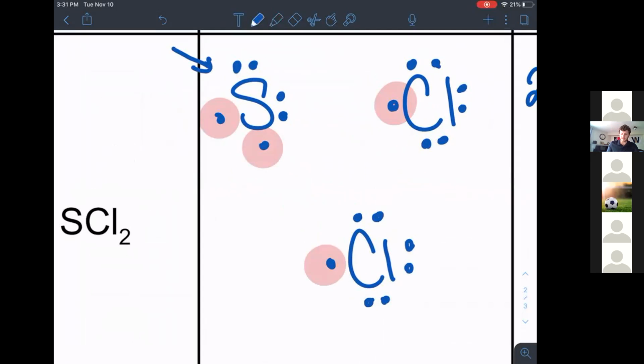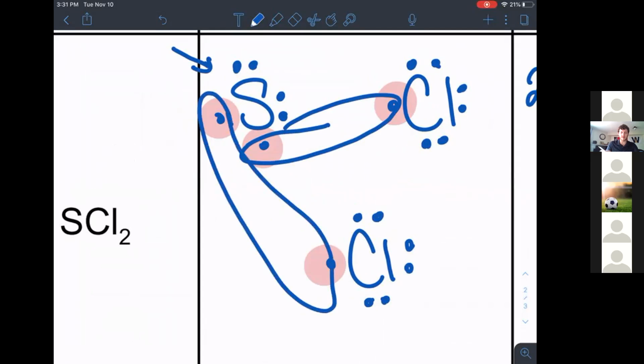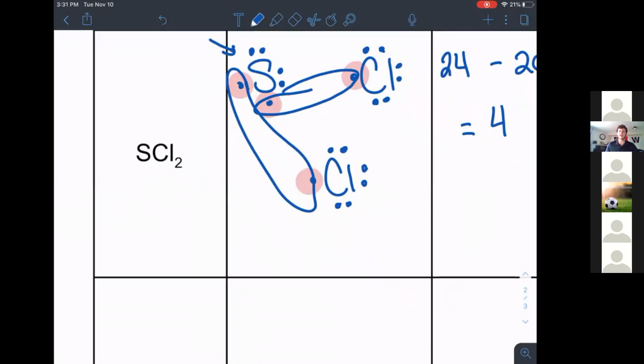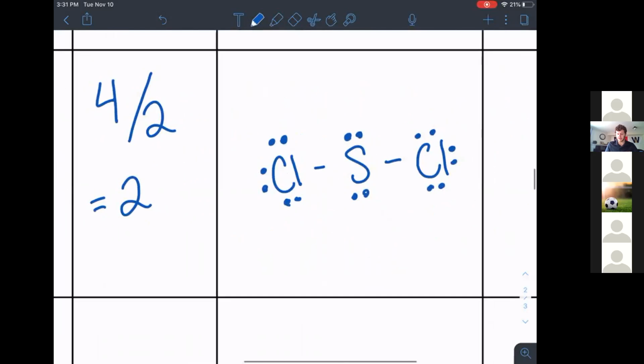What we can do is we can circle the 2 that are going to be shared between those 2 elements. So sulfur is going to share 1 electron with 1 chlorine and 1 electron with another chlorine. That circle and the 2 dots is going to turn into our dash right here, representing that circle with the 2 shared pair of electrons.